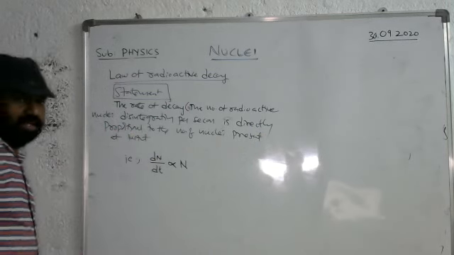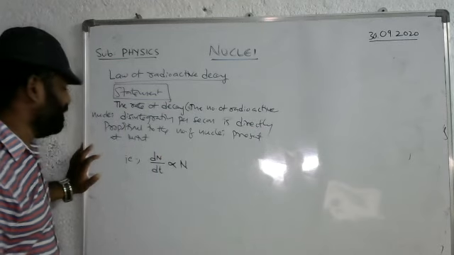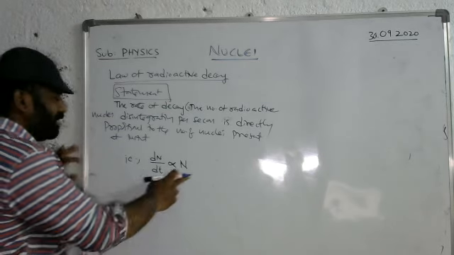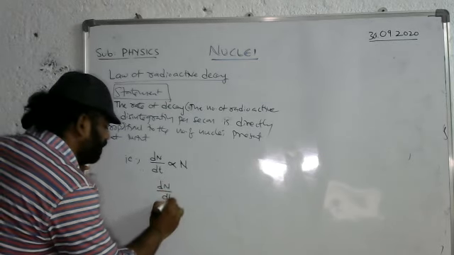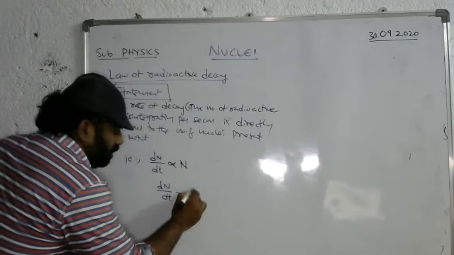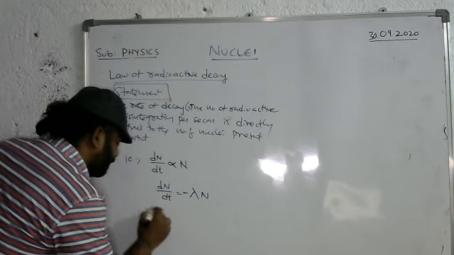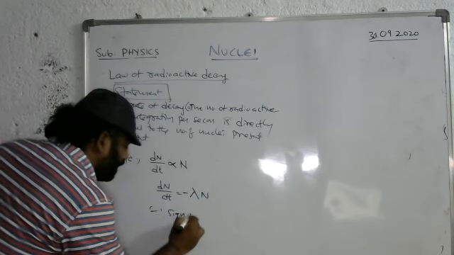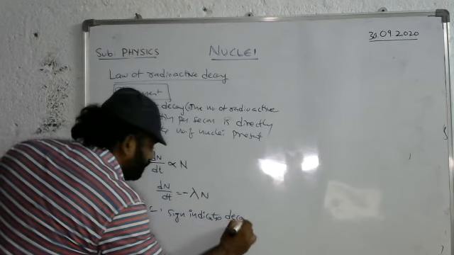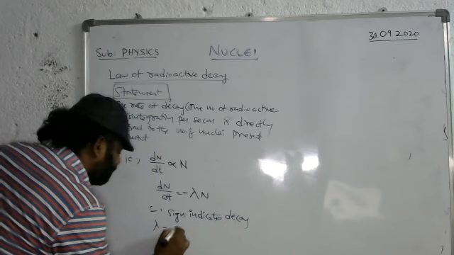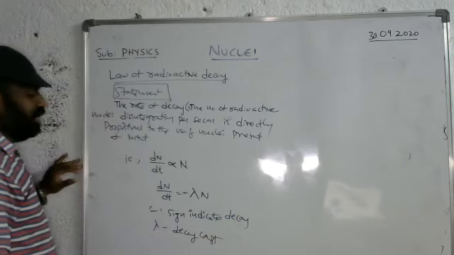Now let us discuss the derivation part of this radioactivity. So dN by dt is directly proportional to N. To remove this proportionality sign, dN by dt is equal to minus lambda N, where I keep the negative sign here. The negative sign indicates decay, and lambda is called the decay constant.